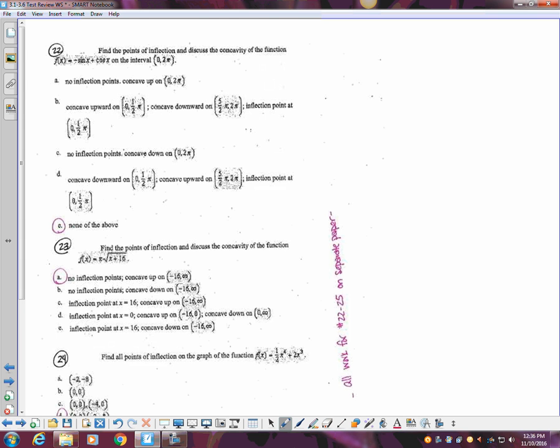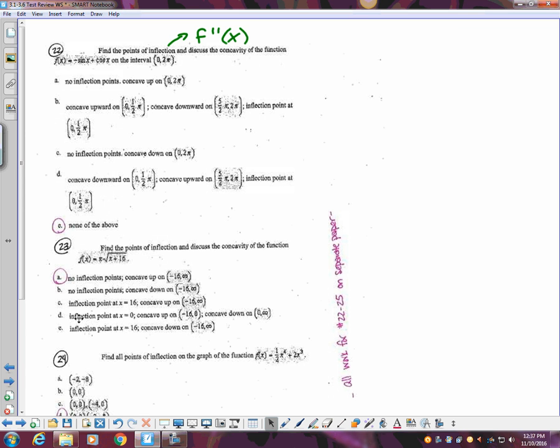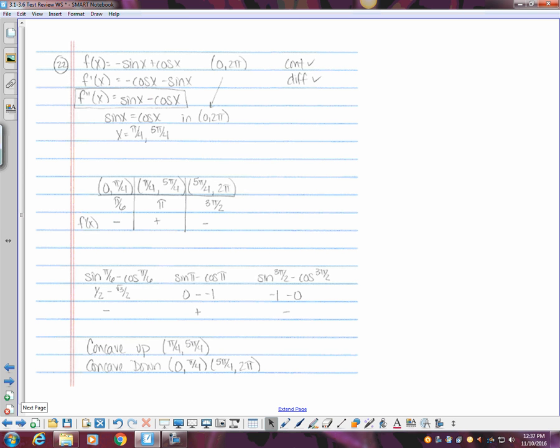Find the points of inflection. As soon as you see the words inflection, you're thinking concavity. So you're thinking second derivative. So if I'm looking at the second derivative, the first thing I need to do is find the second derivative. And we're only on the interval from 0 to 2 pi. So if you look at my work for number 22, we're continuous, we're differentiable. I don't need to worry about any of that.